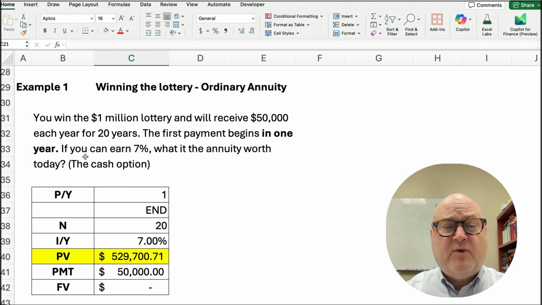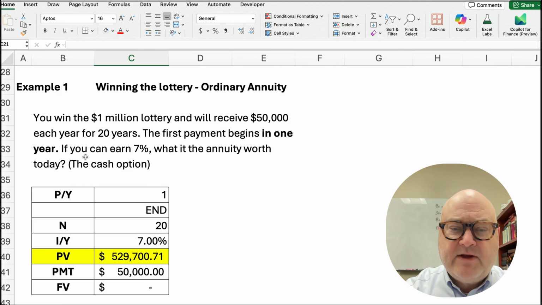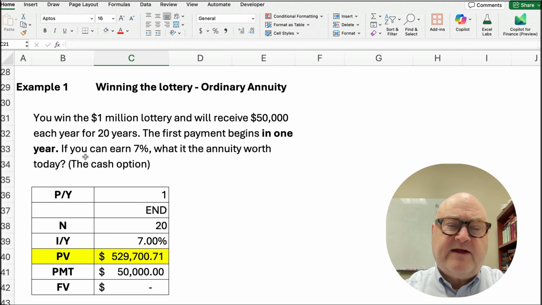All right, so let's say you win the $1 million lottery, and here's how lotteries work a lot of times. You get a big cardboard check that says you won $1 million, yay. And then they say in fine print, you'll receive $50,000 each year for 20 years. And you say, wait a minute, I thought I won the million. No, it's 50,000 times 20. That's $1 million. Congratulations. Generally the payment begins today, but let's just say for this calculator problem, the first payment begins in 1 year. If you can earn 7%, what is that worth today?